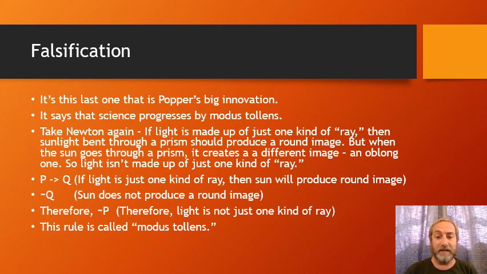And we can formalize this into logical form, right? So if P, then Q. So if light is one kind of ray, then sun will produce round image. Not Q, sun does not produce round image. Therefore, not P. Therefore, light is not just one kind of ray. And this rule, where you go if P then Q, not Q, therefore not P, is called modus tollens.